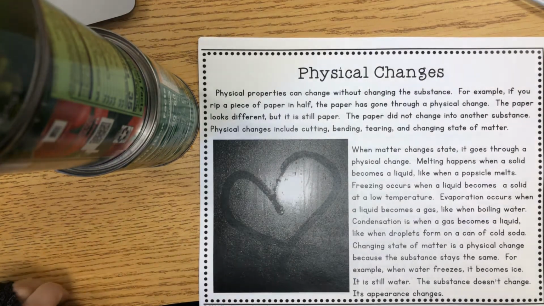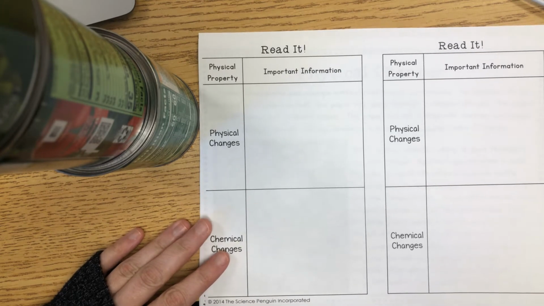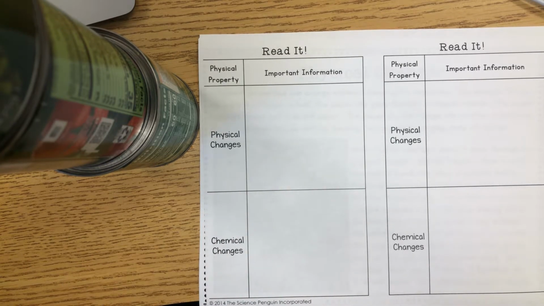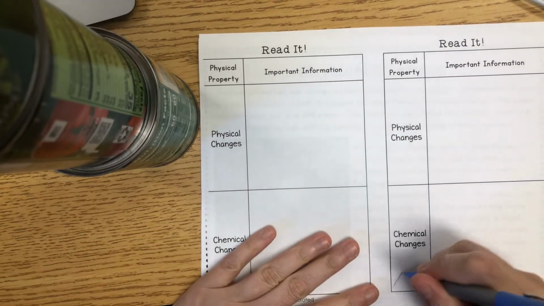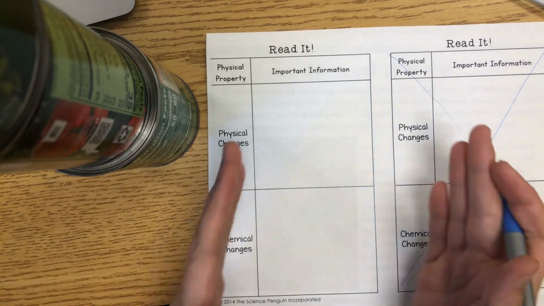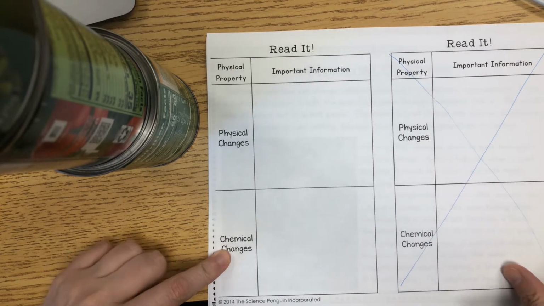Hey friends, I want to show you how to read this article and take notes using this note-taking sheet that I have posted in your folder for Schoology for today. Now you're going to notice that this piece of paper actually is the same on the left side as it is on the right side. So you can feel free to cross out one side. You only need to complete your notes for physical changes and chemical changes.